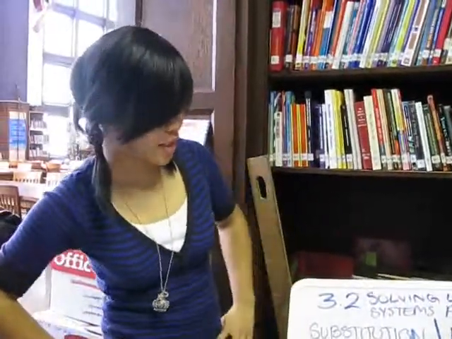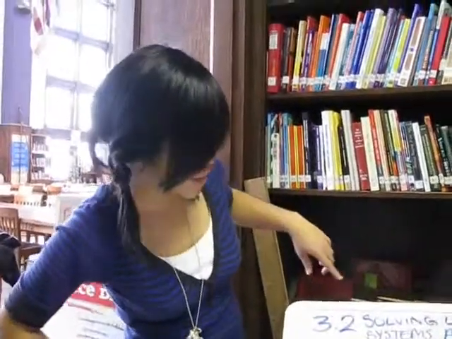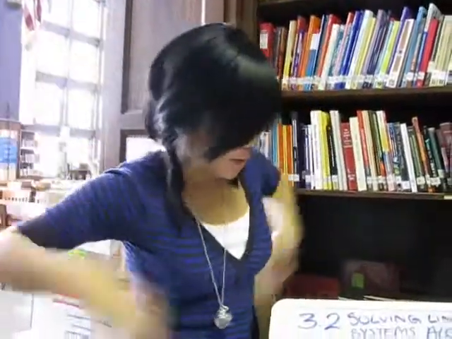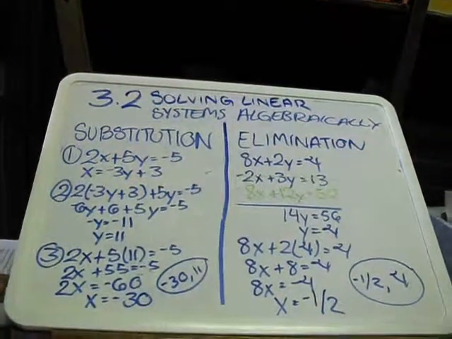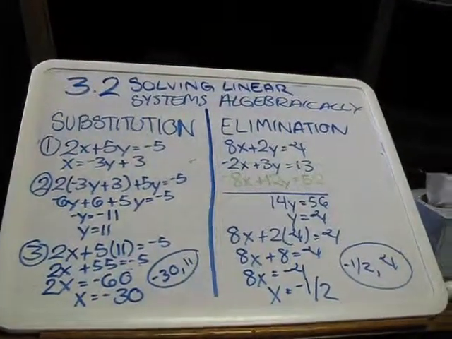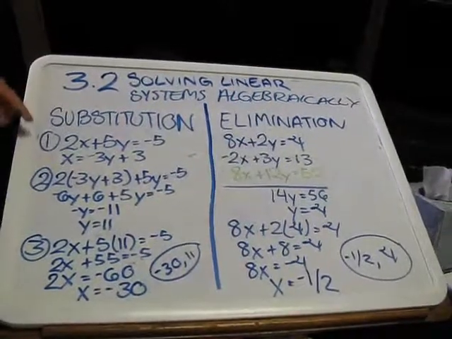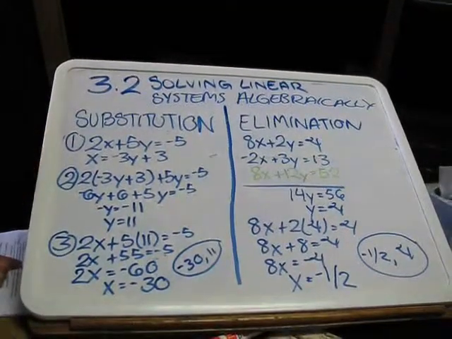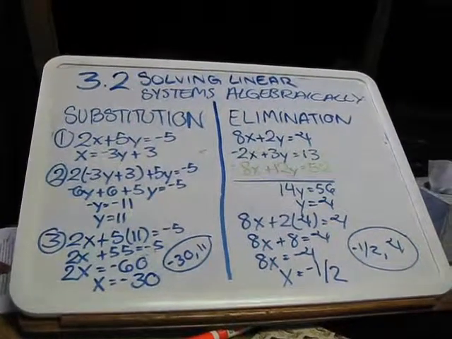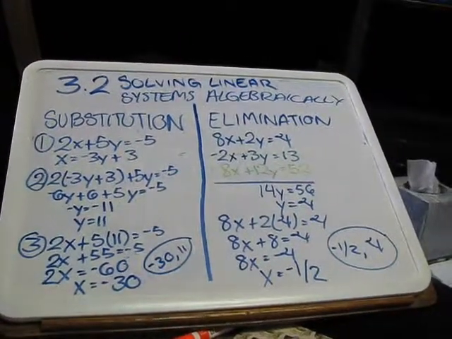Okay, good. Now we're going to move on to Chapter 3.2, Solving Linear Systems Algebraically. There are two methods for solving linear systems, substitution and elimination. To solve using substitution, you must solve for one variable in terms of the other variable. Next, you substitute that variable into the other equation and solve for the remaining variable. Then plug in that answer to solve for the variable from before. And ta-da, that's your answer.